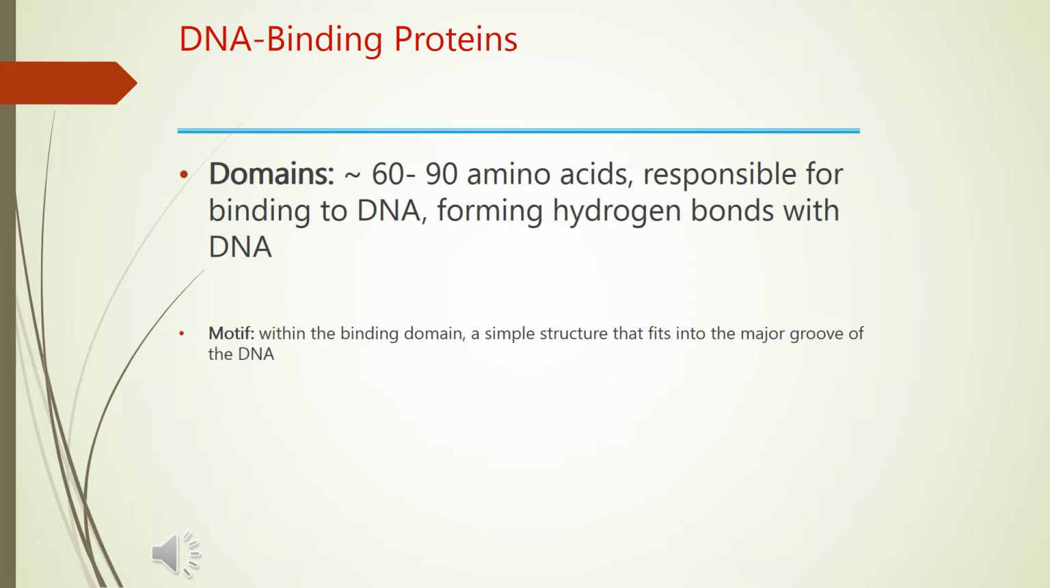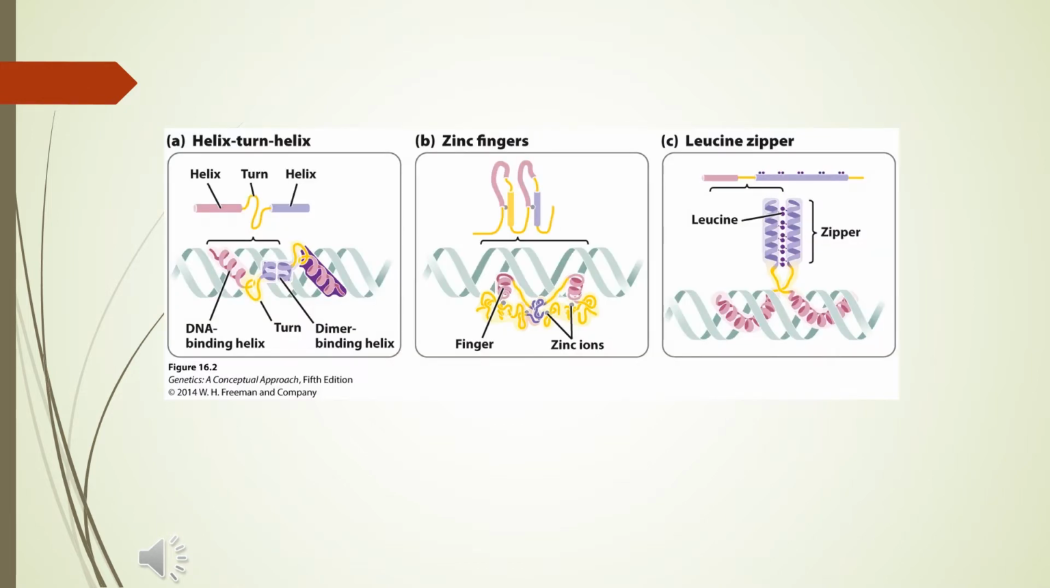Different types of motifs can be seen. So here you can see many types of motifs. Helix turn helix is there, zinc finger motifs are there, leucine zipper motifs are there. So first of all, helix turn helix got its name from its structure. Here you can see that a helical structure is there, and in the intermediate middle region you can see a turn which connects the helices. So the shape of the protein is like a helix turn helix. So that's why they got this name. Here you can see the DNA binding helix, turn, and dimer binding helix.